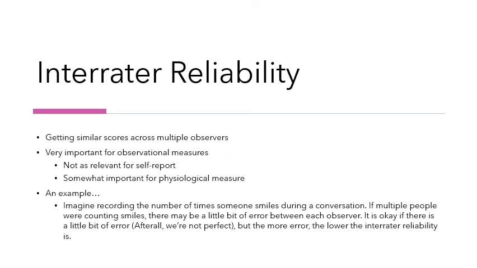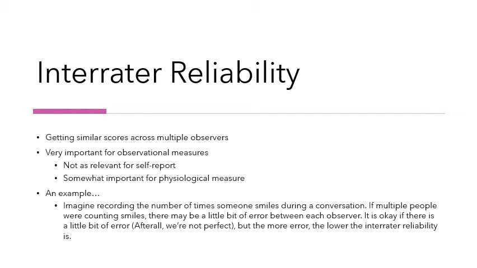Now we can talk about inter-rater reliability. This is when you have two or multiple observers. This is extremely important for observational measures. So this is the idea where we have two observers observing some sort of phenomena. Let's say they're measuring how many times I touch my face in a minute or something like that.